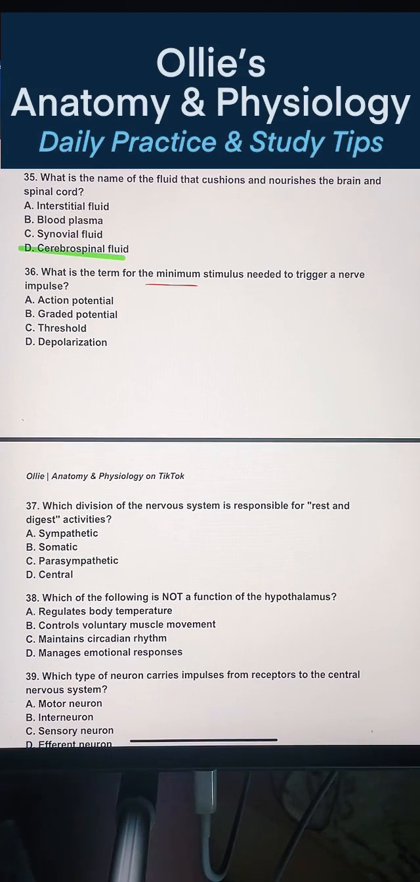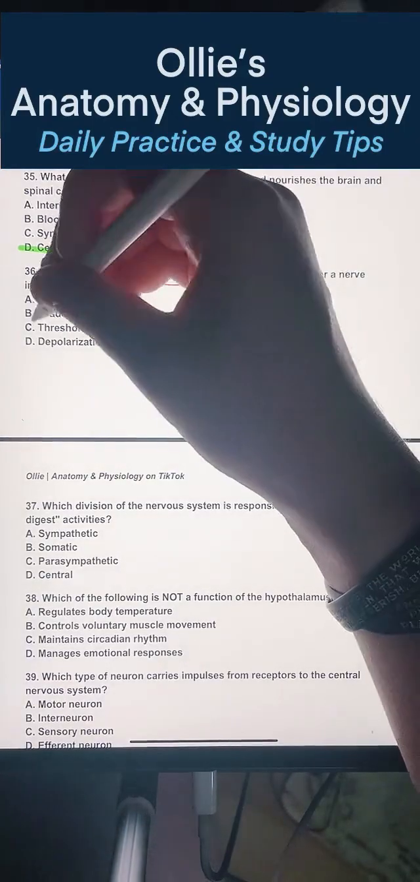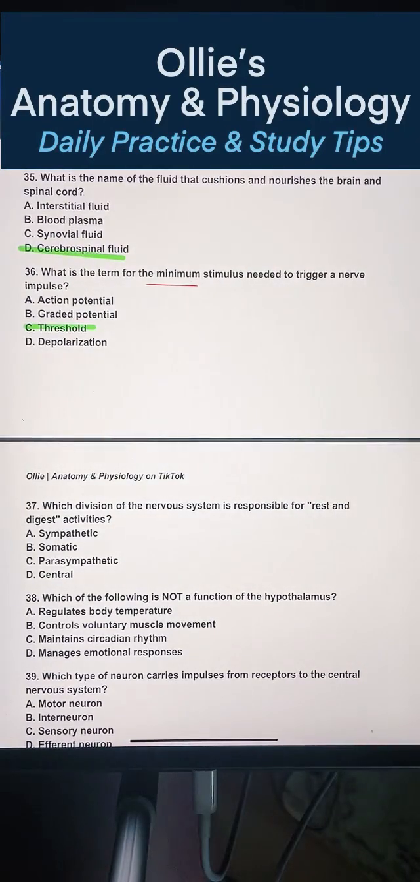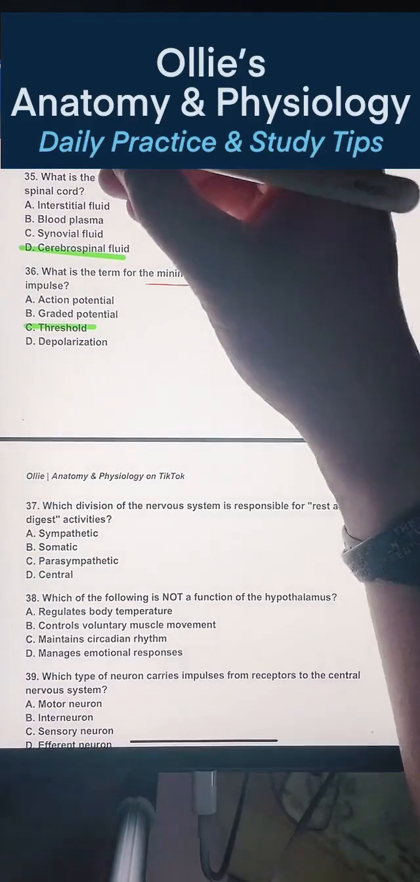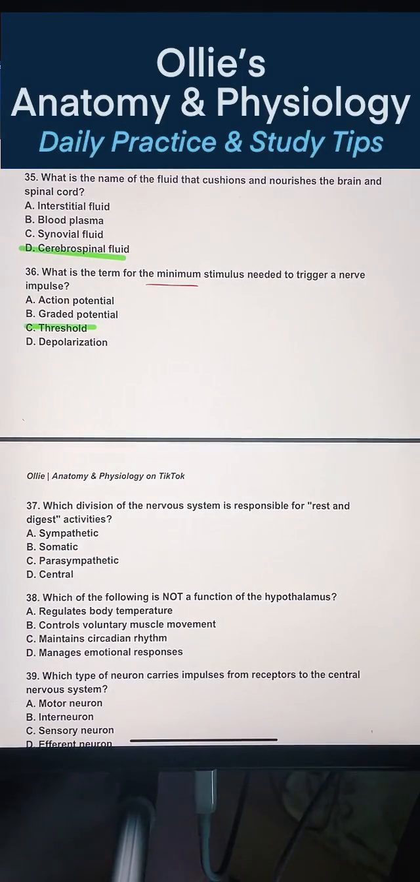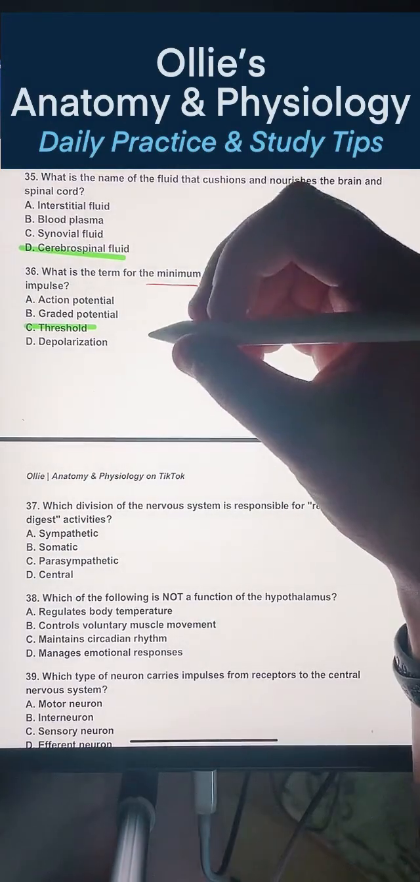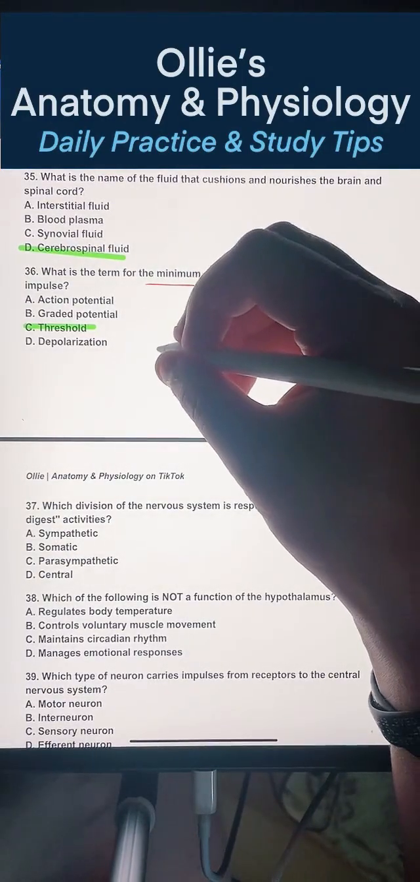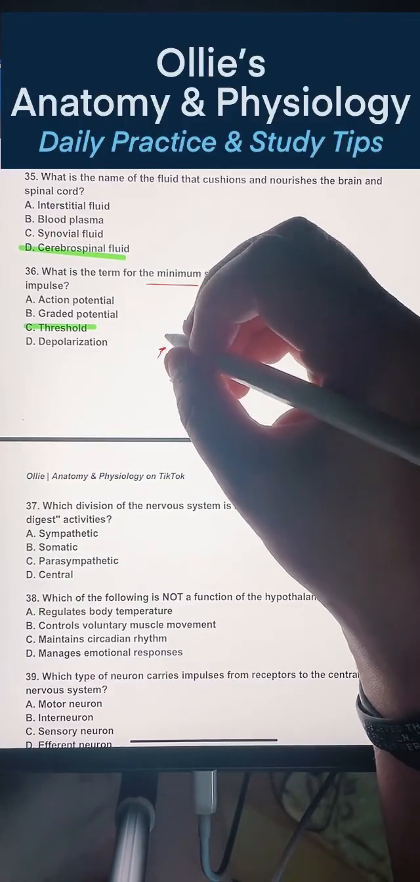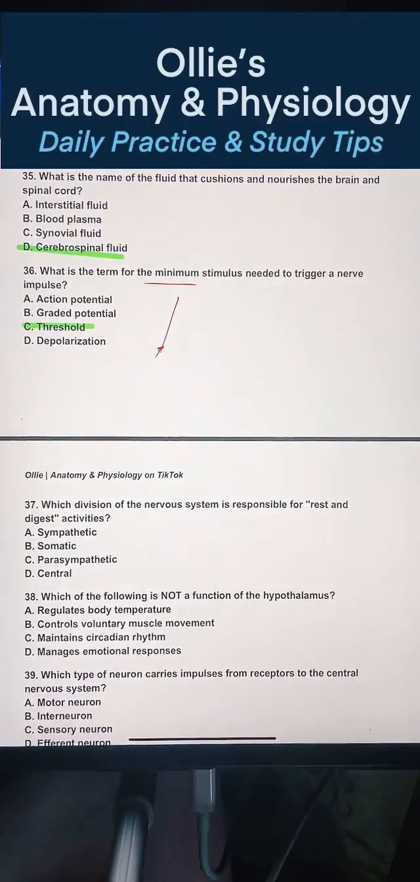Number 36. The answer is C. It is the threshold potential. That is the term for the minimum stimulus. So for a stimulus to trigger an action potential, we have to get to a certain threshold. And once we reach that, that's when we can generate our action potential.